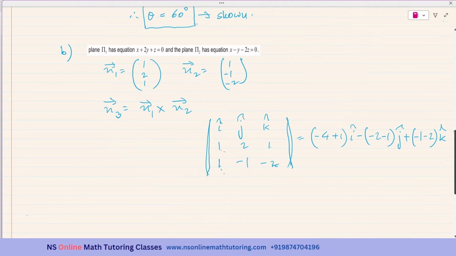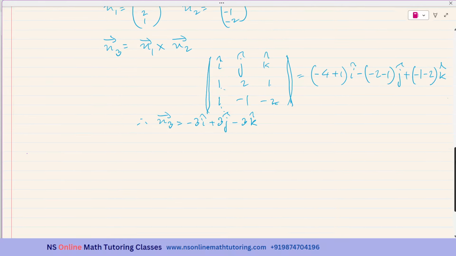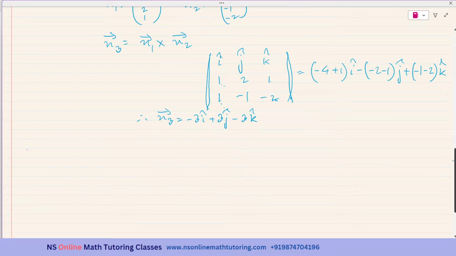Okay. So therefore, n3 is equal to -3i, and -2 minus 1 is -3, and minus of -3 is +3, so +3j, and this one is -3k. Okay, so n3 is this. You can write it in column vector format also if you want. This is negative 3, 3 and negative 3. So this is a vector which is perpendicular to both n1 and n2.